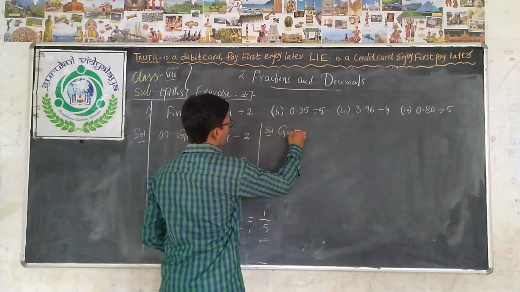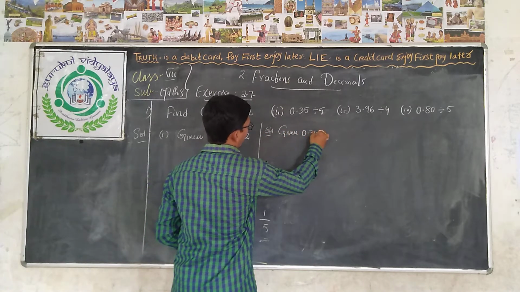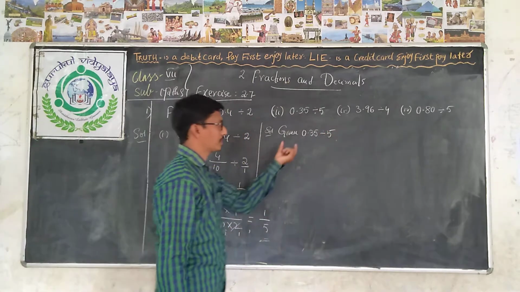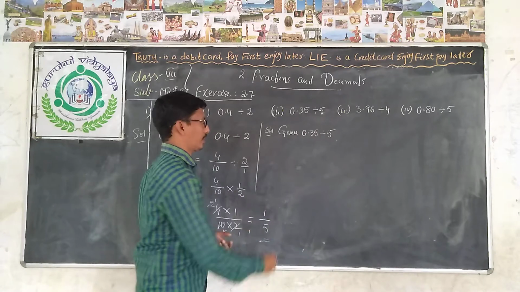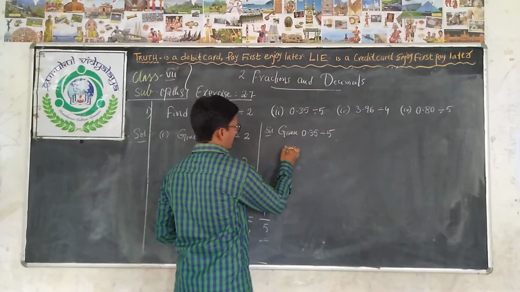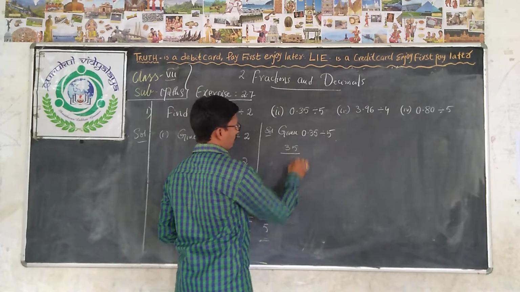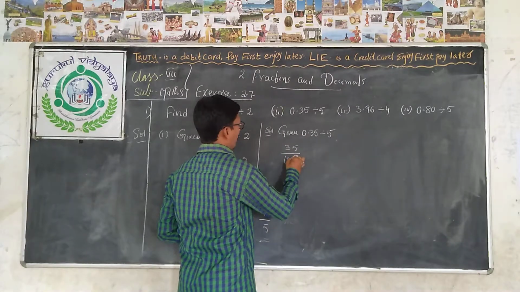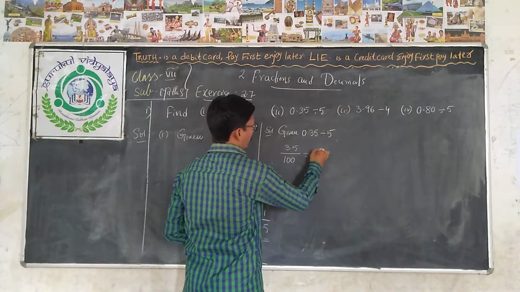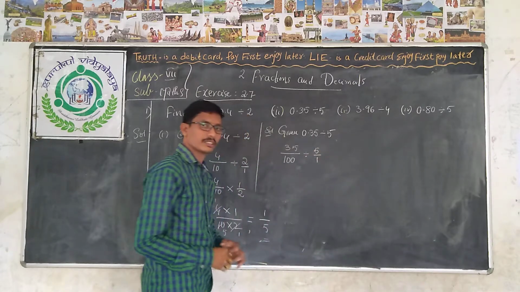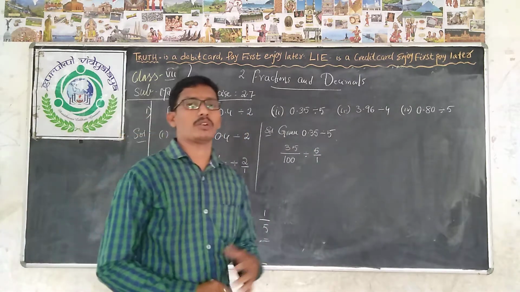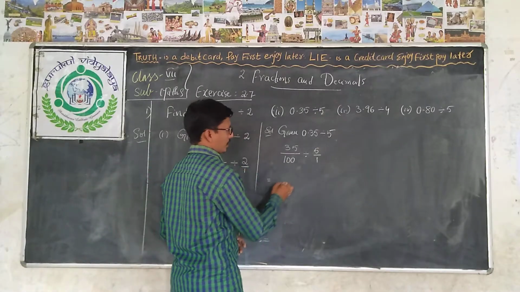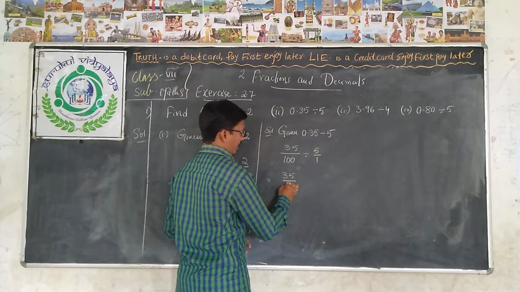Given 0.35 divided by 5. Okay. Again the same, the decimal number is converted into fractional form. So 0.35 means remove the point, you will get 35, and 5 is in the 100's place. So 35 by 100 divided by 5, how can you write it? Can I write 5 by 1? Okay. So every whole number you can convert into rational form. So 5 by 1. So that is equal to 35 by 100.